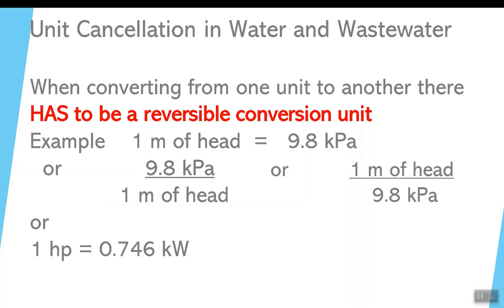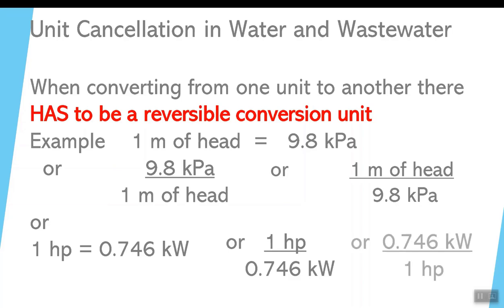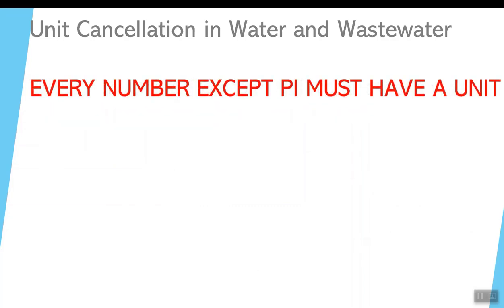So those are all classic examples. Another one is if 1 horsepower is equal to 0.746 kilowatts, then that conversion unit is 1 horsepower per 0.746 kilowatts, or 0.746 kilowatts per 1 horsepower. So those are all equal. So where are we going with this? Well, another thing that you have to keep in mind, every number except pi must have a unit. There's just no exception to that rule.